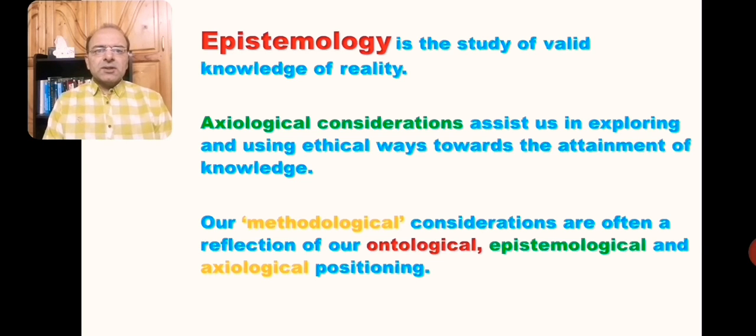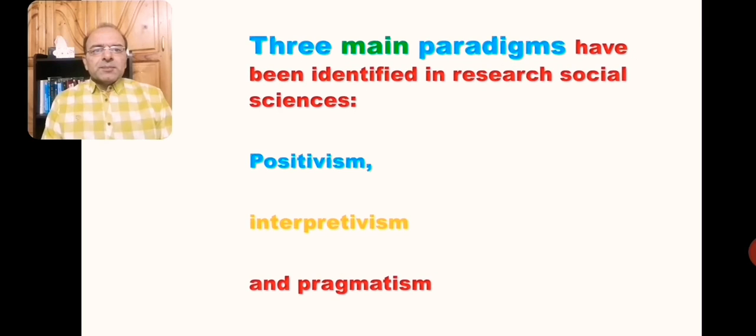And then our methodological considerations are often a reflection of our ontological, epistemological, and axiological positioning. So, what methodology we adopt for our research will be reflective of our ontological, epistemological, and axiological positioning. Now, my study tells me that three main paradigms have been identified in educational and in social sciences: positivism, interpretivism, and pragmatism.